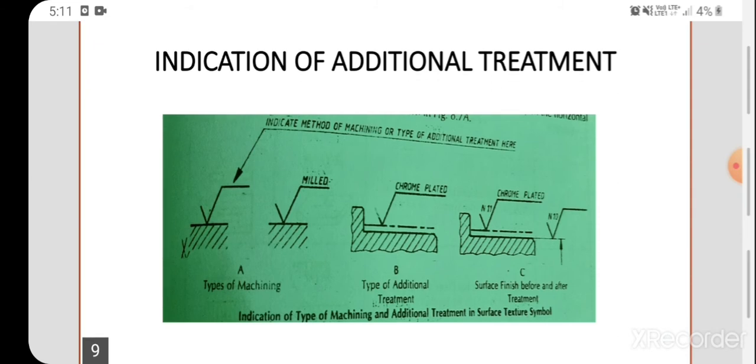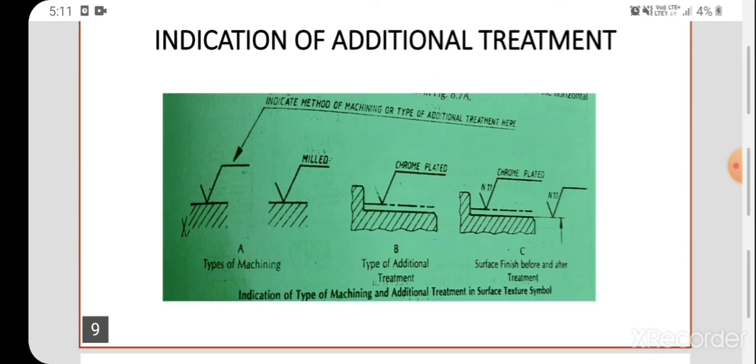When it is required to indicate surface texture both before and after treatment, it should be specified by values or grade of the surface texture before coating on the finished surface, and the name of the coating. The grades or values of surface texture after coating are indicated on the symbol with a thick chain line, which represents the additional treatment, as shown in figure C.